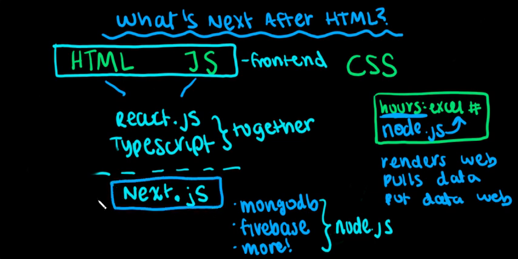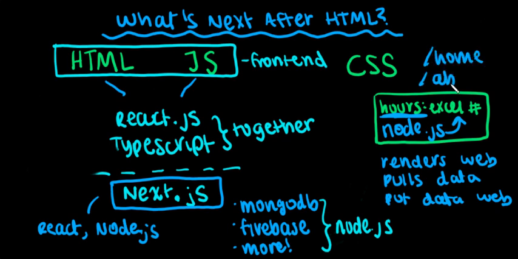Next.js is basically an integration of React and Node.js together, where you can have these slashes like home slash about, and you can also pull data. But the thing about Next.js is that it'll pull data before it renders the website. So that means that it'll be there when the user clicks on the website.